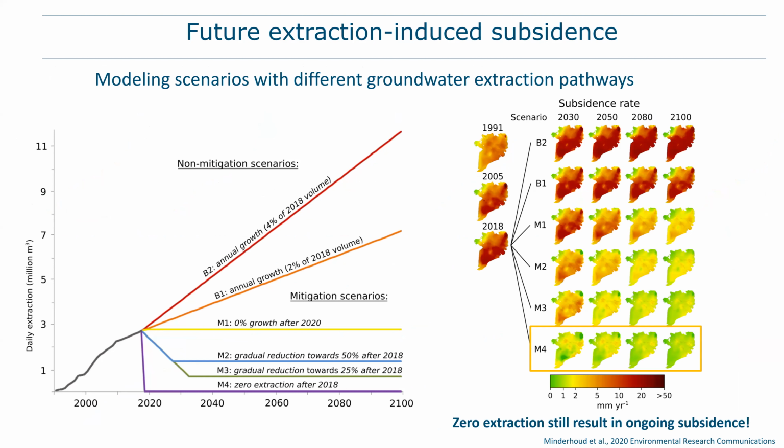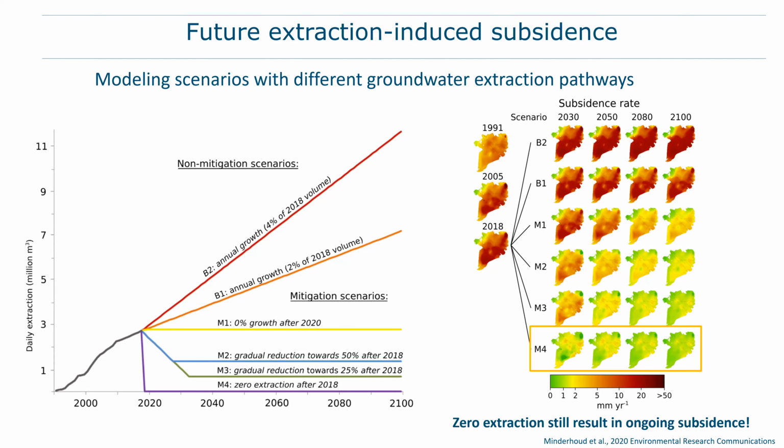This is the M4. So actually, all the extraction is set to zero from 2018. But as you can see, throughout the century, there is still ongoing compaction going on. It's much lower than when you sustain groundwater extraction, but it also shows you that it's a process that has a delay in there. And this is because these clay beds drain slower than a one-on-one response to pumping. So stopping the pumping will not stop the process immediately, which I think is very relevant to understand.